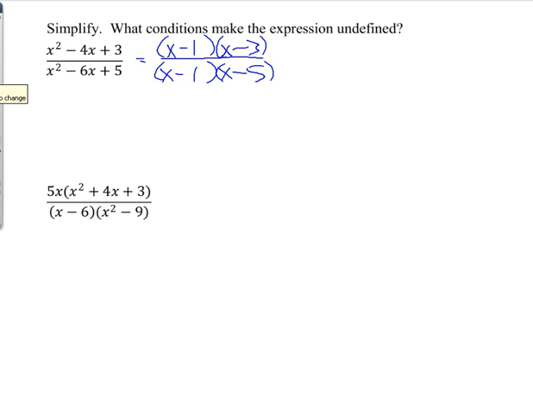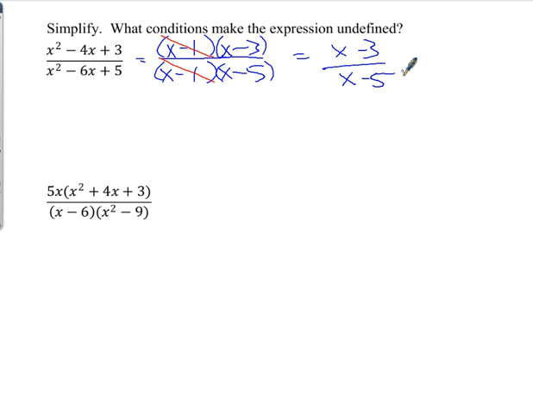Do I have any fancy ones that I can get rid of? Yeah, the x minus 1 is common to the bottom and top. So I'll go ahead and use your canceling notation where I'm drawing a line through them. They're gone. They turn into a 1. And I'm just left with x minus 3 divided by x minus 5. Now that's my answer, almost.